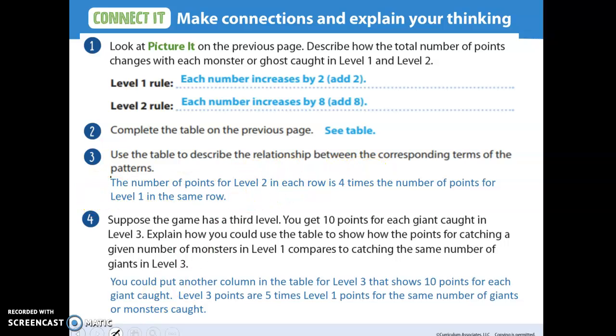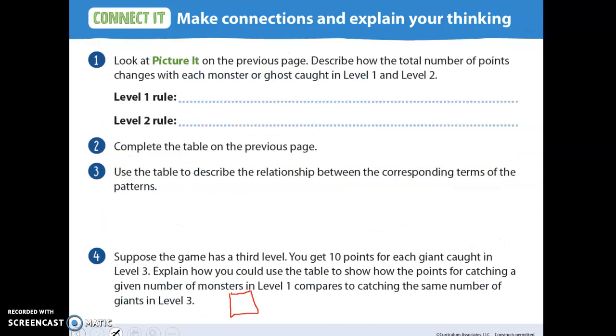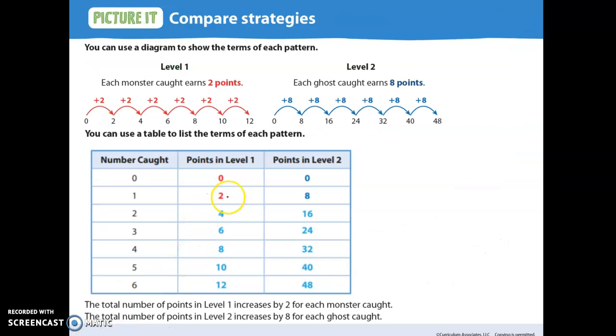So I'm going to go back to that chart real quick, and let's look at that relationship. If you're going from level 1 to level 2, how many times greater is that? Well, it's 4 times greater, because 2 times 4 would give you 8. And again, you could check it way down here, 10 times 4 is 40. So again, that is the rule.